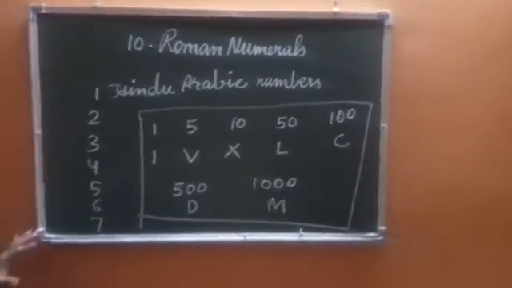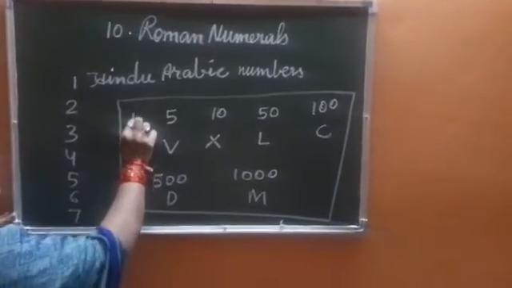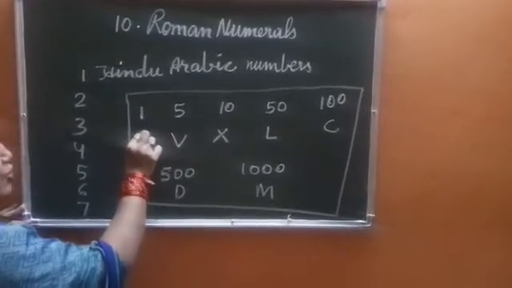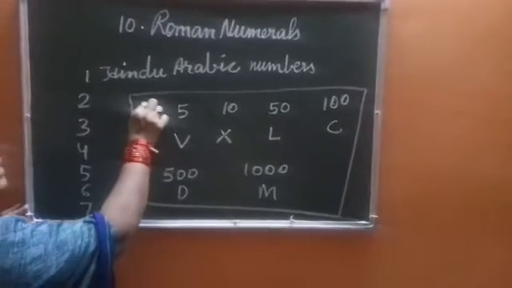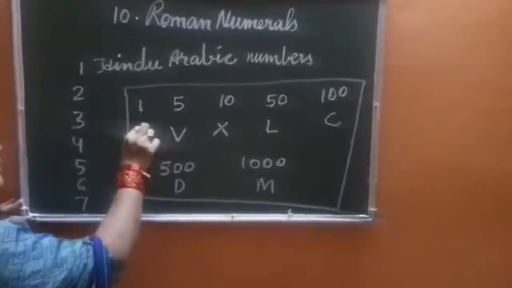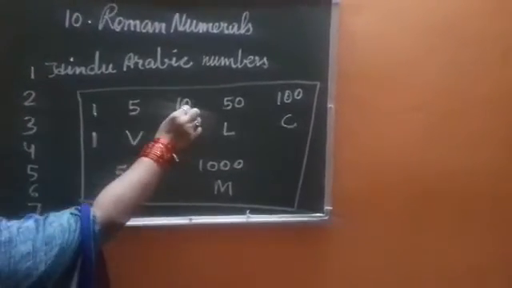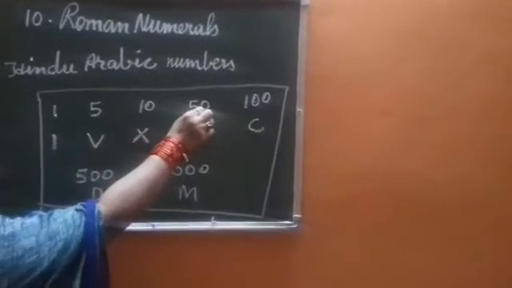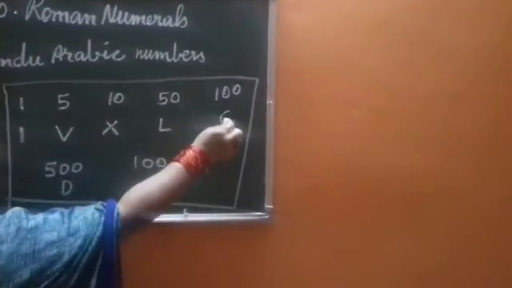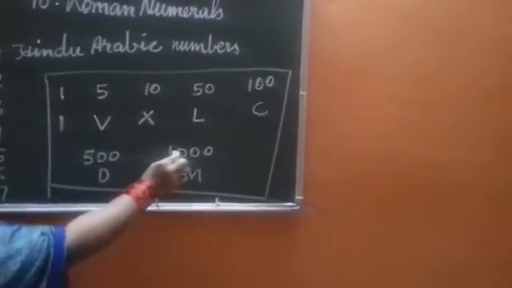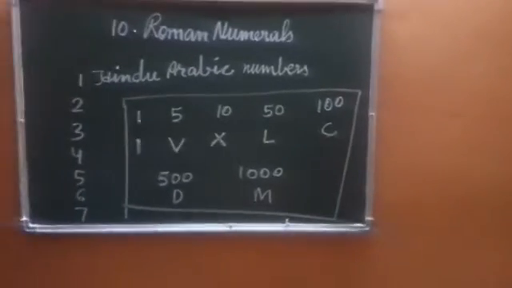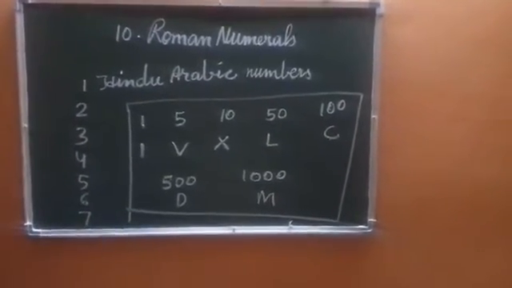Okay children, so these are the Hindu-Arabic numbers and their Roman numbers. First of all, you should know this. 1 is represented as I, 5 is represented as V, 10 as X, 50 as L, 100 as C, 500 as D, and 1000 as M. This is the first thing that you have to remember.